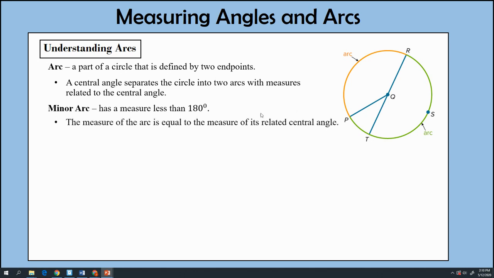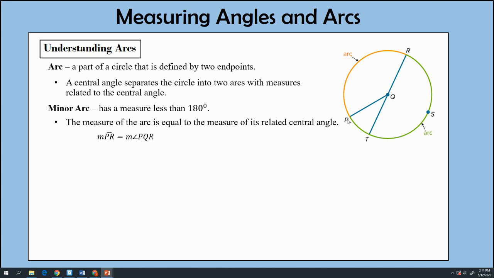What we also understand is that these angles are related to the arcs they intersect. The angle created by PQT, whatever that angle measure is, we assign this arc that same measure. So the measure of arc, let's look up here at PR. PR is a minor arc. It's less than halfway around the circle, right? So PR is a minor arc.